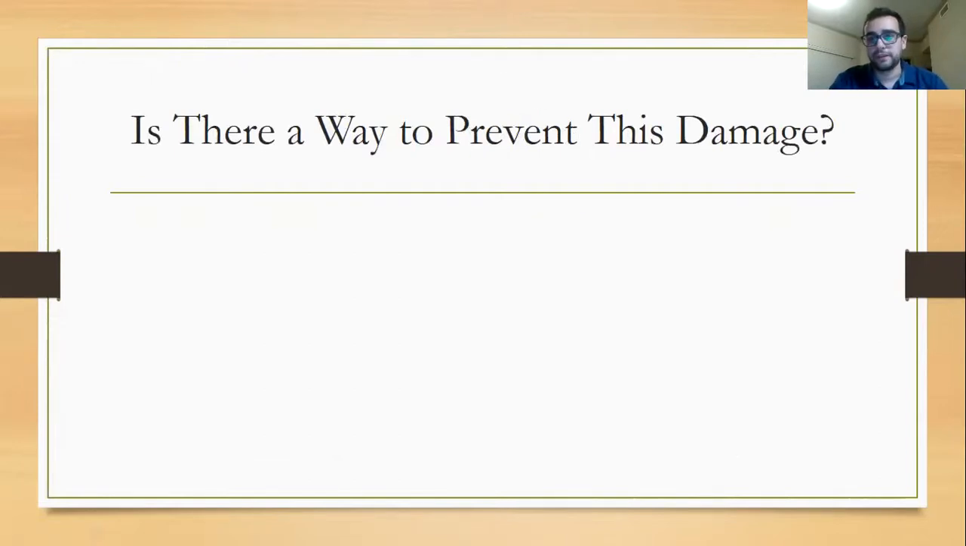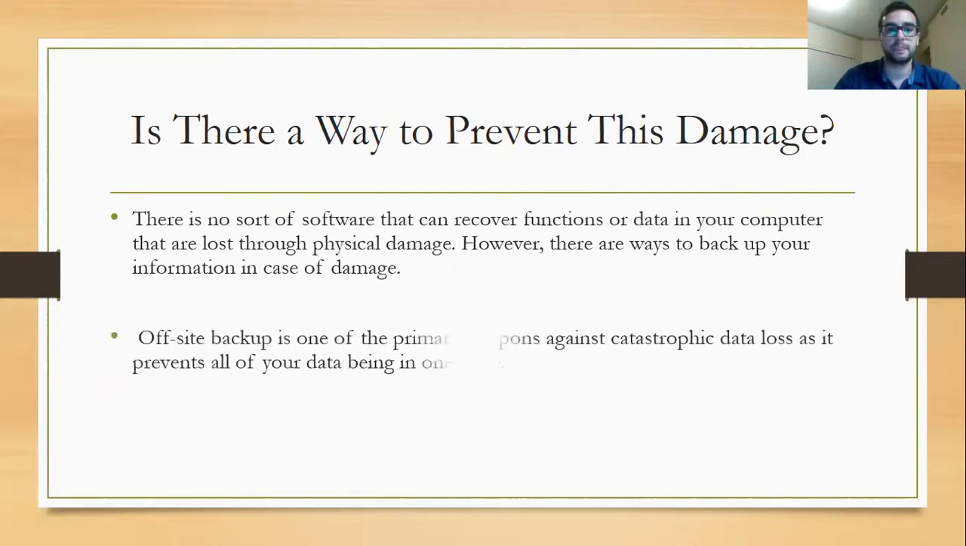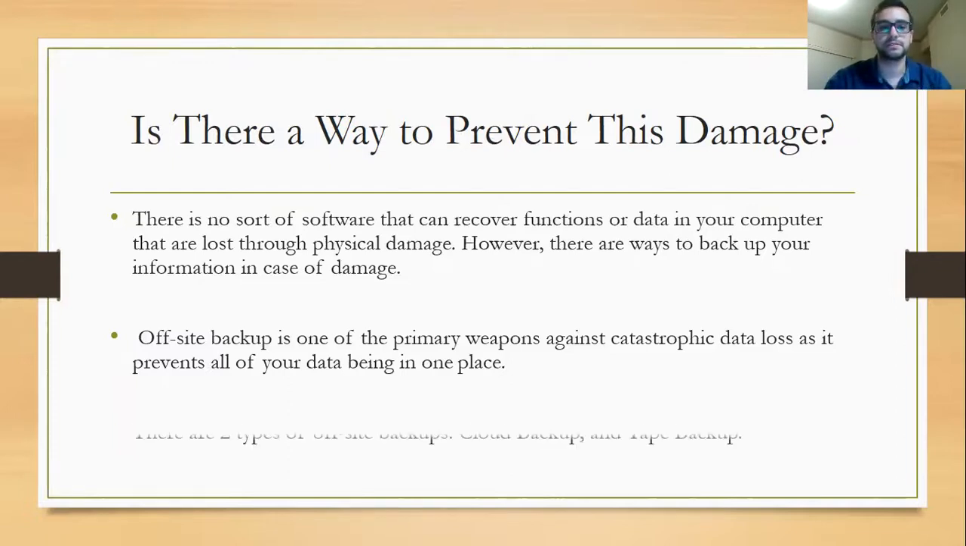Now, is there a way to prevent the damage? Not once it's done. Here it says there's no computer software that can recover functions or data in your computer that are lost through physical damage once it happens. However, there are ways to back up your information in case of the damage, so that's before the damage even happens, right? So offsite backup is one of the primary weapons against catastrophic data loss, and it prevents all of your data from being in just one place, being your computer. So you can back it up into a second place.